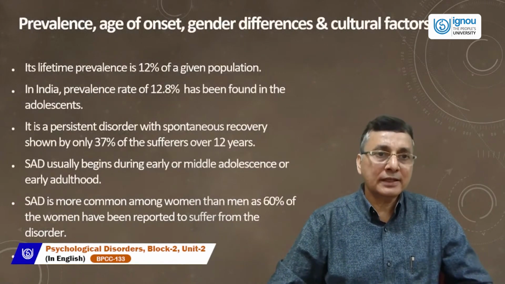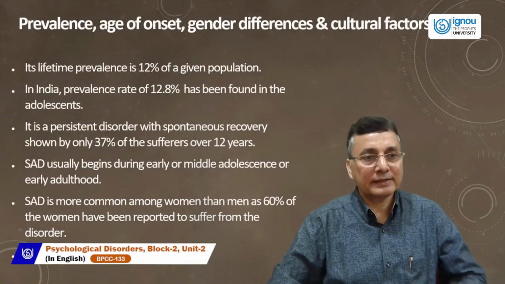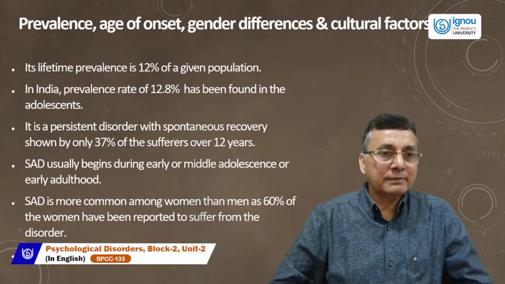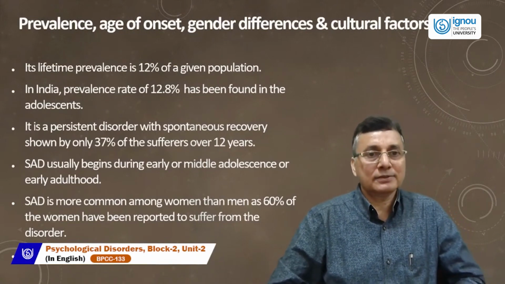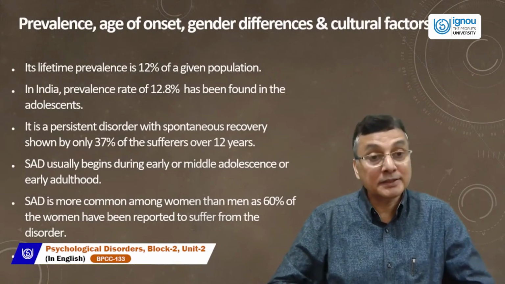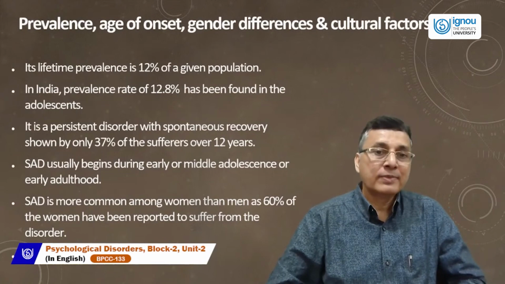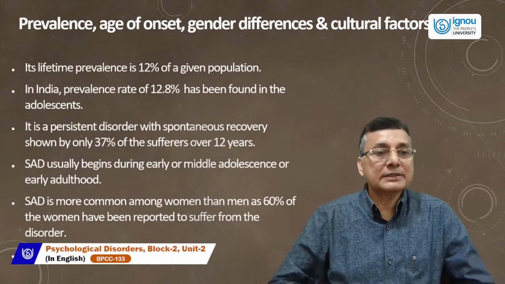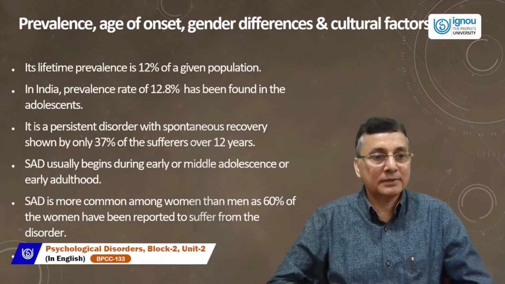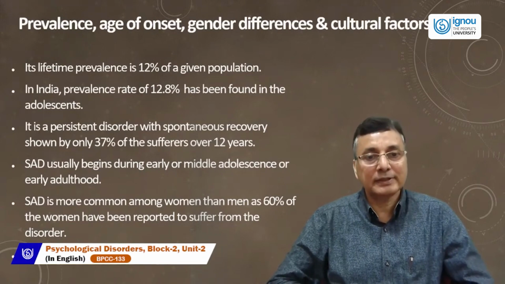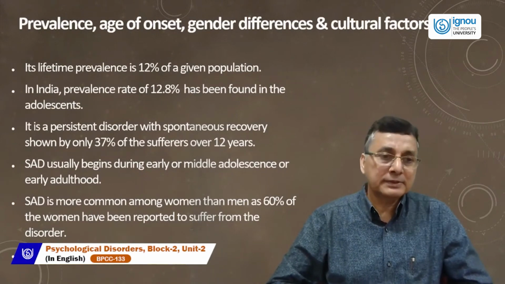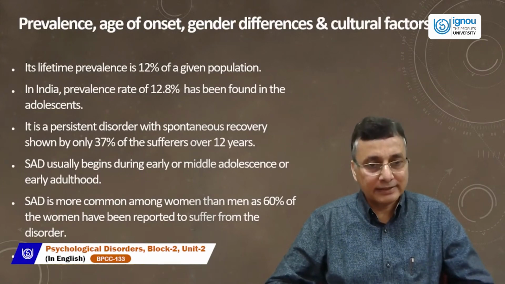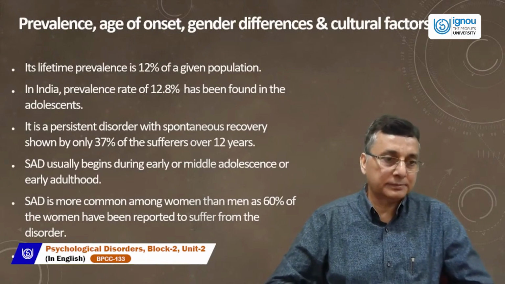Let us see the prevalence, age of onset, gender differences, and cultural factors in social anxiety disorder or social phobia. Its lifetime prevalence is 12%, as we have discussed also earlier, in a given population. In India, it's at 12.8%, generally seen in adolescents and young adults. It is a persistent disorder with spontaneous recovery shown only by 37% of the sufferers over 12 years. So, some of us, around 20 to 37%, will recover on their own without getting any treatment or any help.